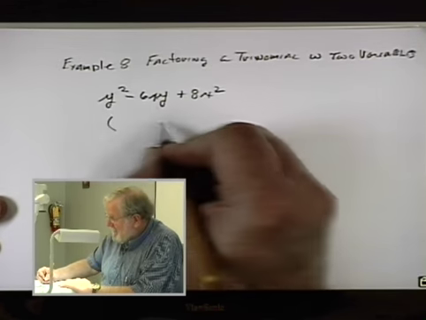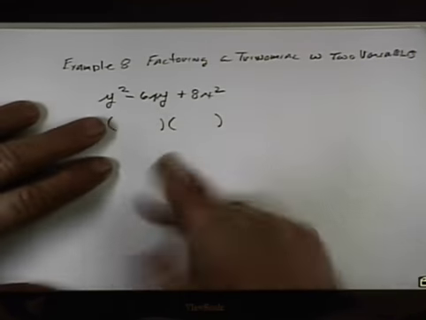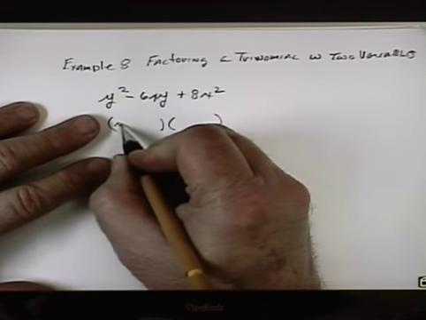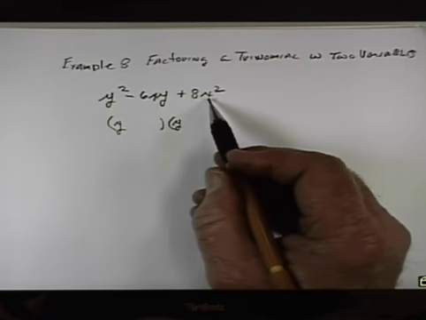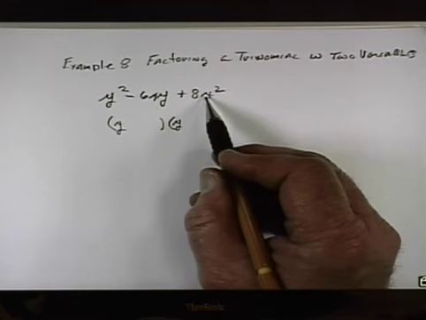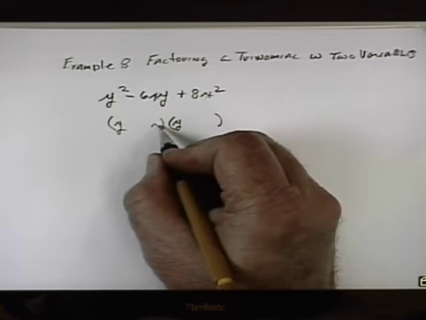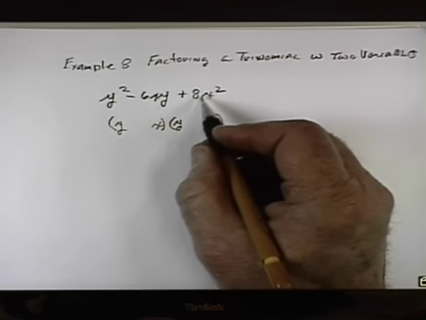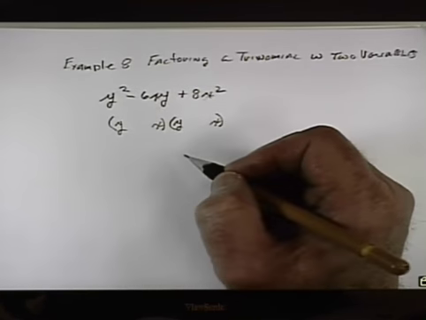First thing we do is put in our parentheses. What did we have to multiply together to get y squared? Well, y times y. So our first term is going to be y times y. In our last term here, we have an x squared term. To get this x squared, we had to multiply x times x. So we'll put an x here at the end. We don't know what number we're going to put in front of the x yet, but we know we're going to have an x times x.